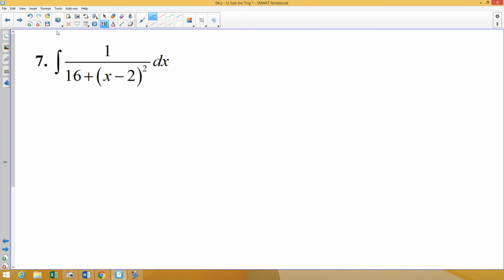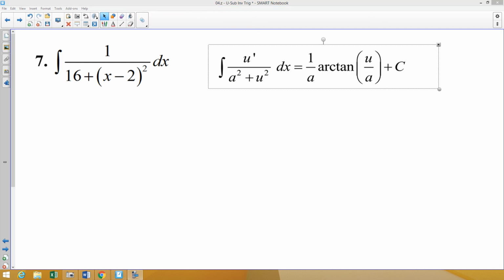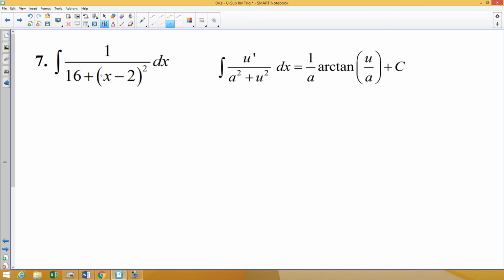And 7 looks really bad, but it actually is going to end up being fairly clean because it's 1 over something plus something squared, which looks an awful lot like this. And in this problem, what I see being squared, the function being squared, is x minus 2. So I see a u of x minus 2. The number squared, I have a 16, so my a value is 4. And then u prime is 1 dx, and I already have my u prime on top.